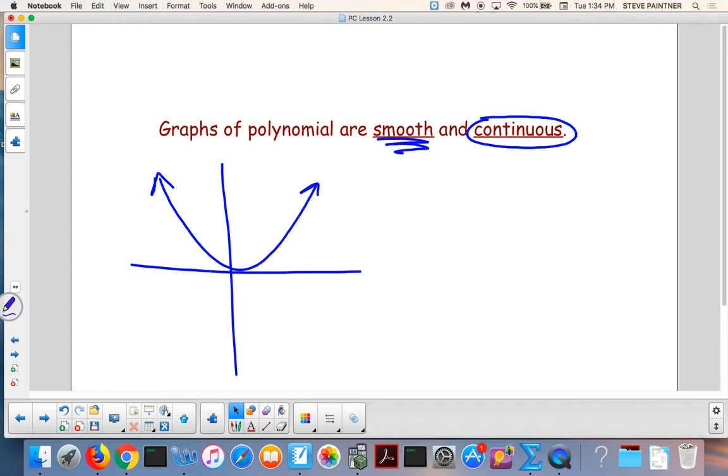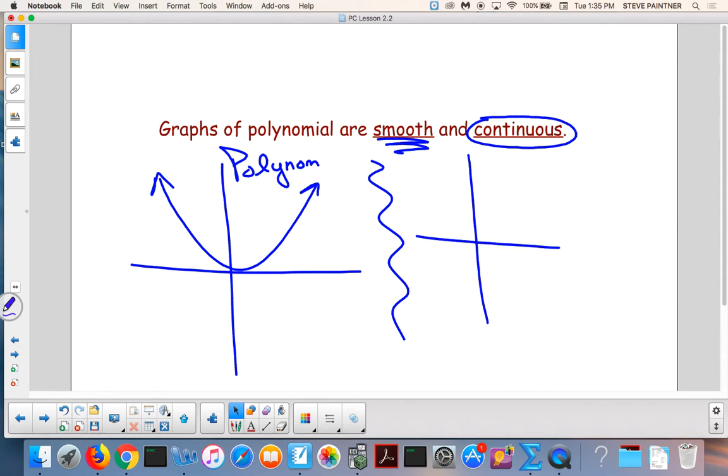So what's not a polynomial? This is a polynomial. What's not? How about the absolute value function? Is that smooth? No, that's actually sharp. Don't touch that. That's not a polynomial. Okay, what about this one?